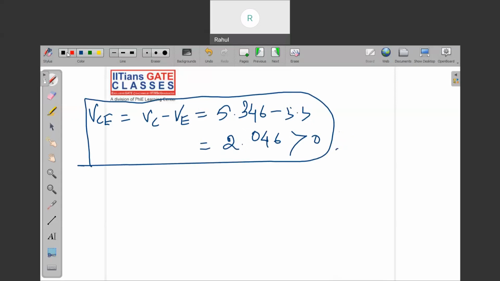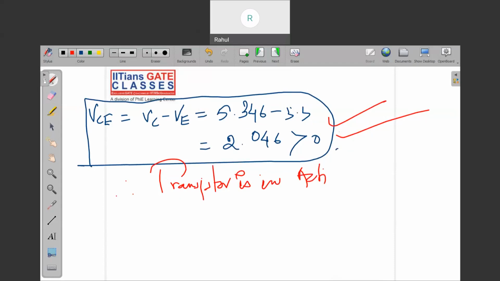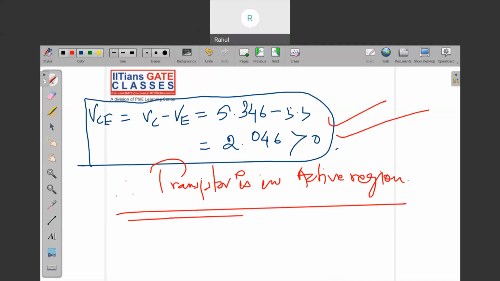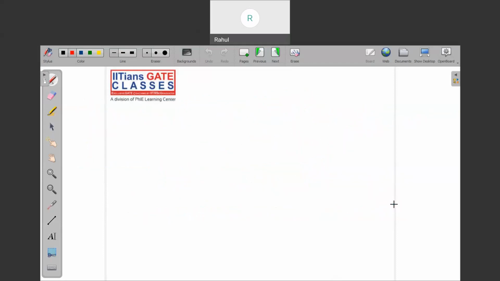So if I made the assumption that the transistor is in active region, by looking at these conditions you can say that the transistor is in active region. Remember. So this was the first question.